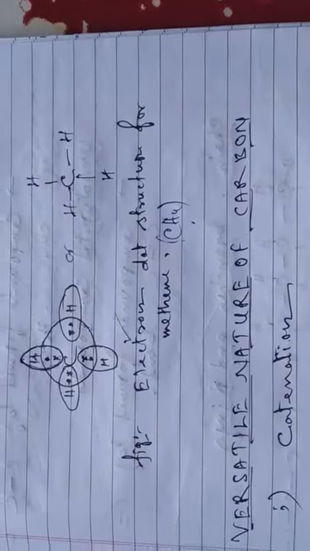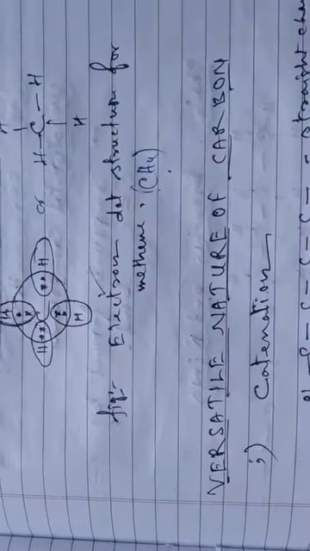Now regarding the allotropes of carbon, okay, and allotropes means what? Naturally existing different forms of an element. This is the allotropes. So carbon has 3 allotropes: diamond, graphite, and Buckminster fullerene.